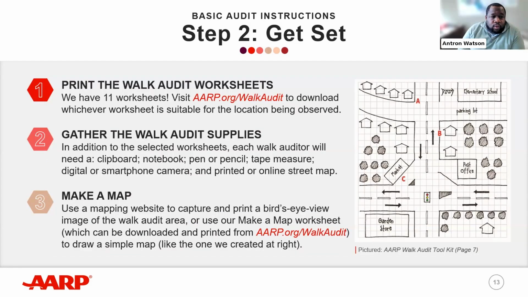All right, so step 2, you're gonna get set. You wanna print out the walk audit worksheets. Remember, some of the worksheets are suitable for a solo auditor. Others are helpful for group efforts. There are options for observational audits that take place in one location, as well as for audits that document the walkability between destinations. Number 2, you want to gather your walk audit supplies. In addition to the worksheets, auditors will need to make sure you have clipboards, notebooks, pens, pencils, tape measures, digital or smartphone cameras, and a printed or online street map.